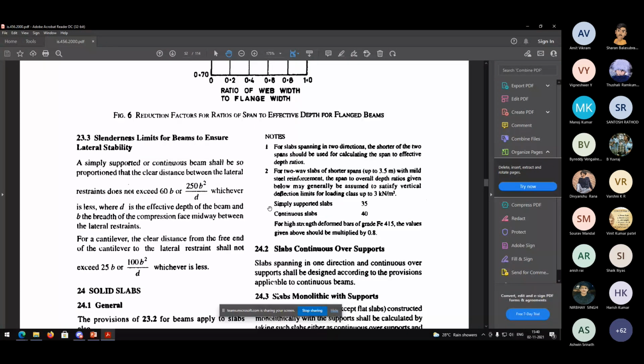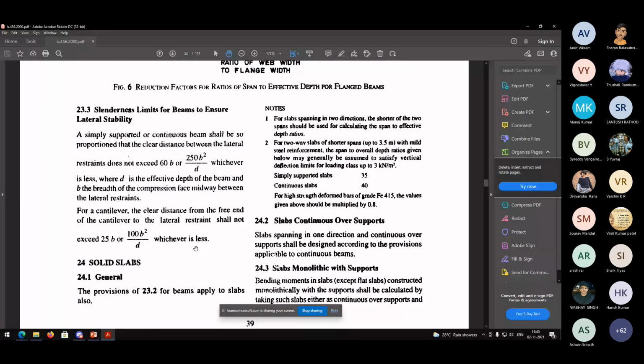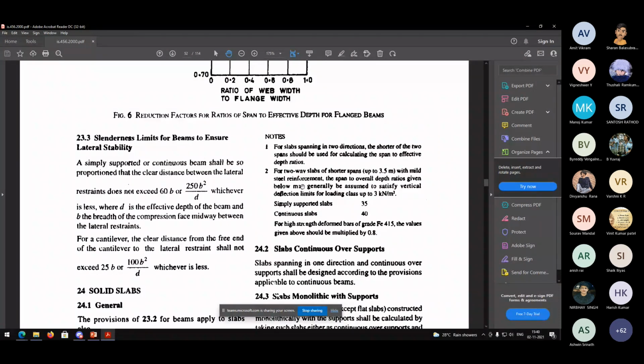So the L by d ratios. If you have a two-way slab, you can use these as the L by d ratios, 35 and 40. Just read this: for two-way slabs of shorter spans up to 3.5 meters, with mild steel reinforcement Fe 250, the L by capital D ratio, not small d, may be adopted, as long as your loading is within 3 kN per meter square. 35 or even more than that you can use, it's not wrong. And if you have Fe 415 or Fe 500 bars, you just multiply these values by 0.8.